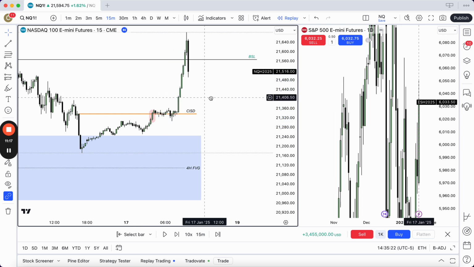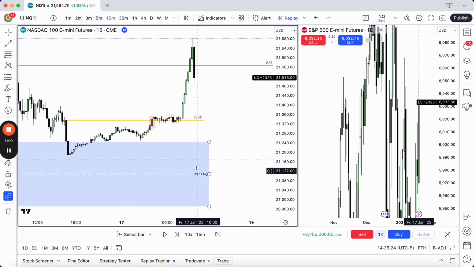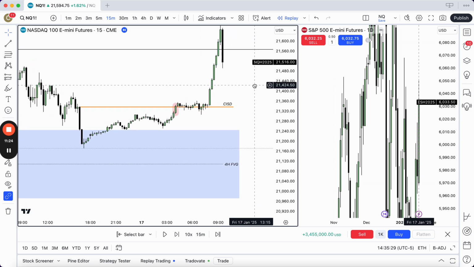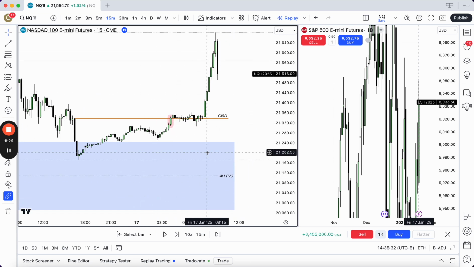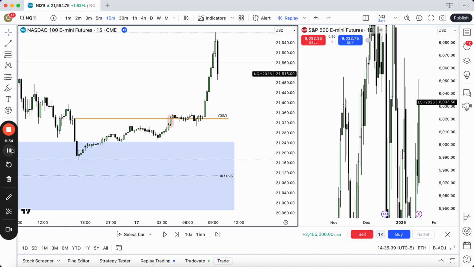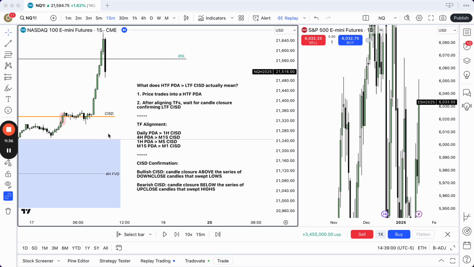So this is what higher time frame PDA, lower time frame change in state of delivery actually means. So let me just recap here. I'm going to write something out so you can take this, you can screenshot it, you can do whatever you want with it. Let me write this out for you. Hold up. Okay, so just to recap, I have it all written out for you, right? What does higher time frame PDA and lower time frame change in state of delivery actually mean? Okay, so the first thing is price trades into a higher time frame PDA. After aligning your time frames, you wait for a candle closure confirming lower time frame change in state of delivery. Okay, that's what that means.